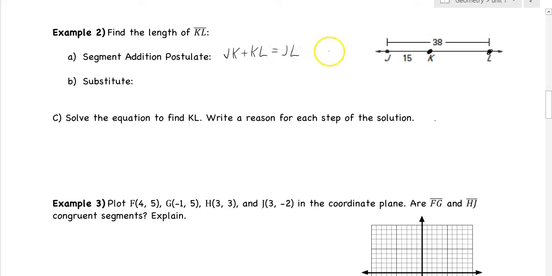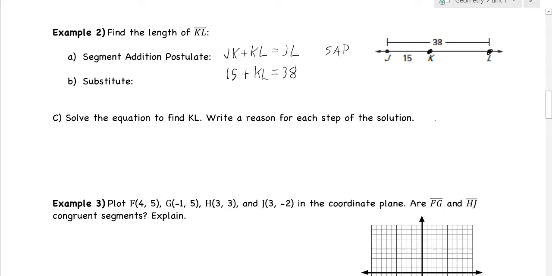Segment addition postulate, SAP. We can now substitute in the numbers that we had. JK, we know, is 15. It's given in our diagram. KL is what we're looking for. And JL is 38, also given in the diagram.